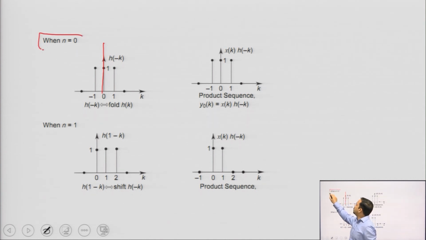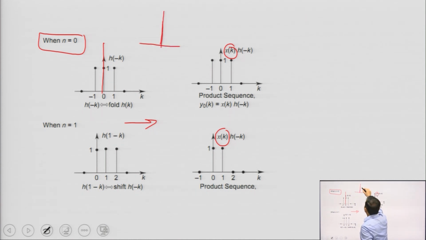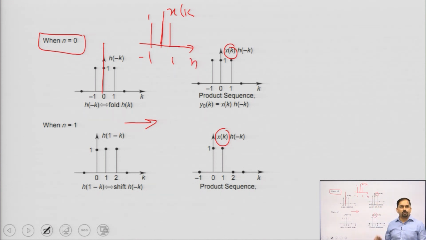This is for n equal to 0. After that, we will perform the delay. So, h[-k] will be delayed to h[1-k], and the waveform will shift in this direction, and again we multiply by x[k]. If we multiply by x[k], we get the same type of signal, because x[k] is also 1 for n equals -1 to 1. So, multiplying this signal by this signal gives the same type of signal.